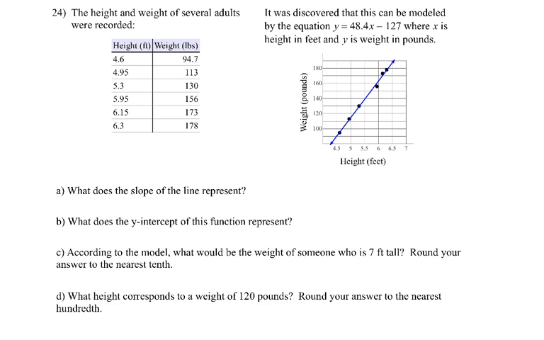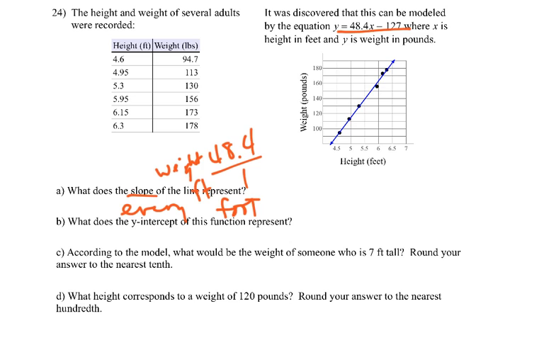Now the last one. So now we're looking at the height and weight. So as your height goes up, your weight goes up. You can see that modeled by that equation. So slope here would be 48.4 over 1. So the y would be weight here. The 1 would be feet. So for every foot you get bigger, for a person, your weight also goes up by about 48 pounds.